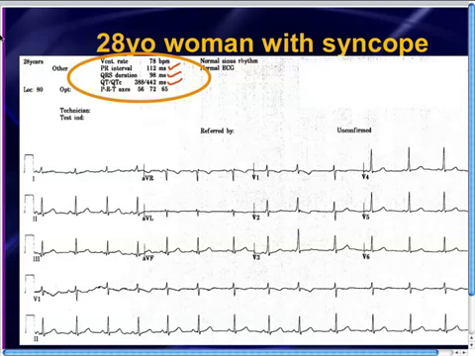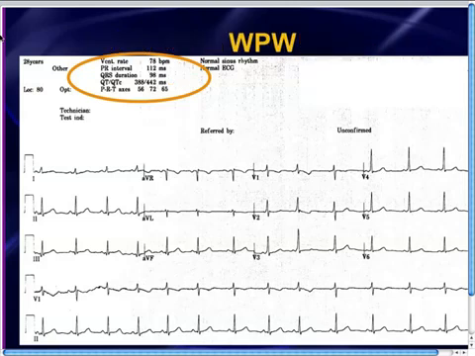Whenever you see a short PR, there are two things you've got to think about. Number one, you think about junctional rhythms. Junctional rhythms can give you a short PR or simply no P wave. And the other thing you've got to think about, especially in syncope patients with a short PR, is Wolff-Parkinson-White syndrome. And that's what this is.